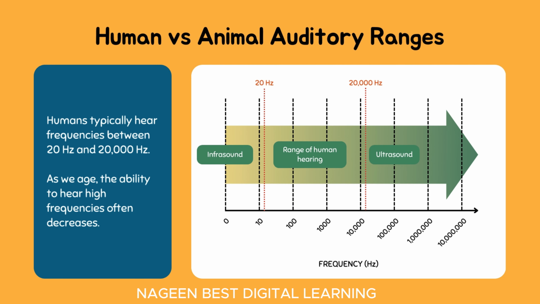Humans typically hear frequencies between 20 Hz and 20,000 Hz. As we age, the ability to hear high frequencies often decreases.